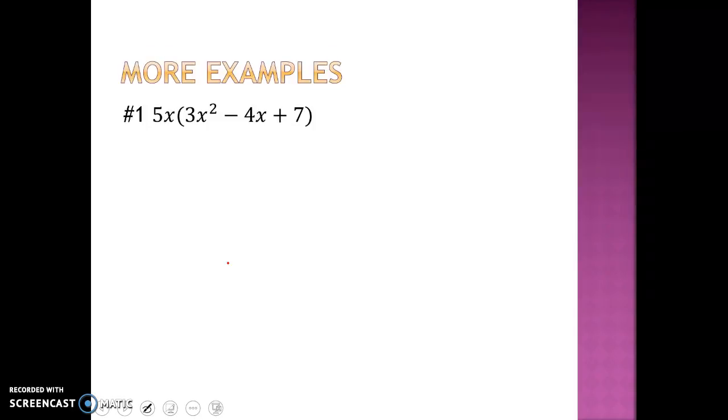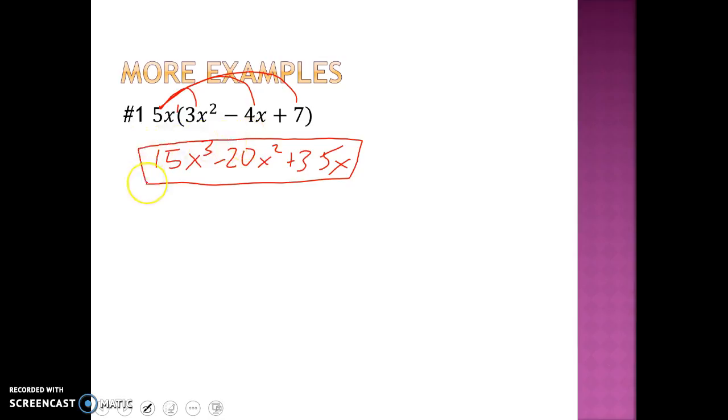I'm going to do all of these by using the distributive property. So I'm going to take first 5X times 3X squared. 5 times 3 is 15. Then if I take X to the first times X to the second, remember we add the exponents when we are multiplying like bases. That's going to be X to the third. Then if I take 5X times negative 4X, 5 times negative 4 is negative 20, and X times X is X squared. And then 5X times 7, the 5 times 7 is 35, and then I have the X.